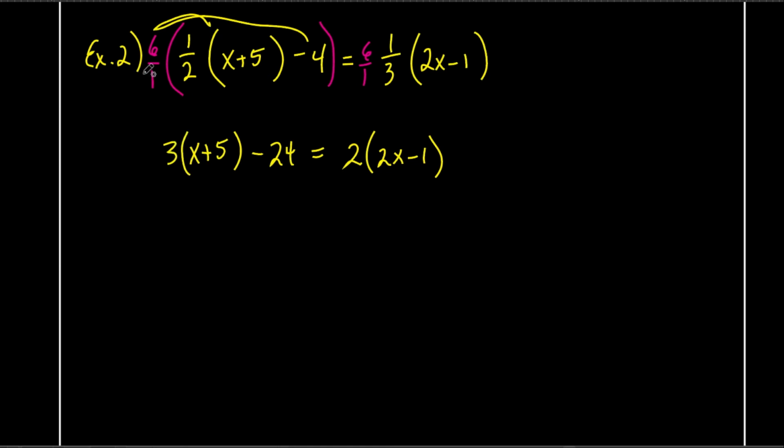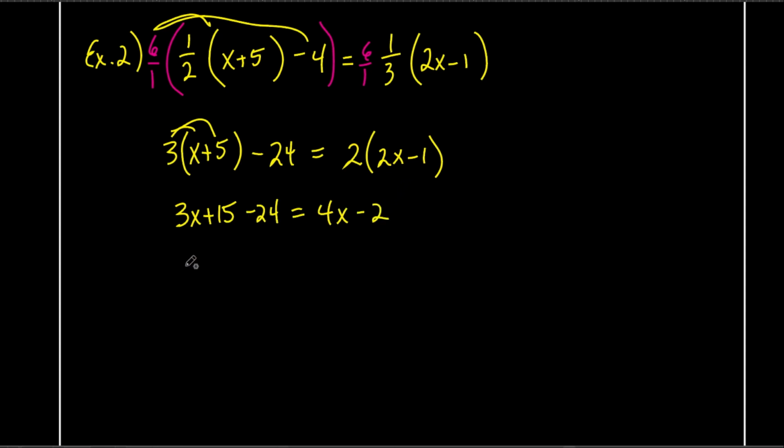Now it's pretty basic. That was the hard part right there, was just getting rid of the denominators. But now look, we don't have any fractions, so it makes it really easy. So what I'm going to do is distribute the 3 through this thing right here. And then we got a minus 24, don't forget about that. And then right here, distribute the 2, so I get a 4x minus 2.